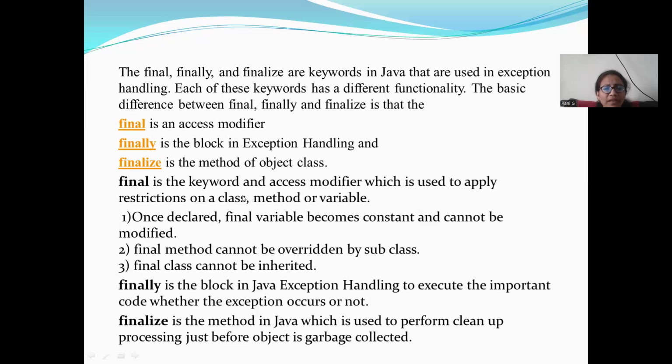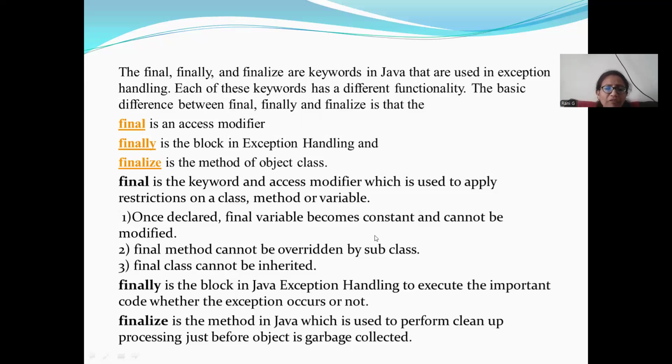So what will happen if we apply the final keyword to a class? What if we apply it to a method? And what if we apply it to a variable? Once we declare a variable as final, it is a constant. It cannot be modified. So if you use the final keyword for a variable, it is constant. We cannot modify the variable. That is the final keyword.